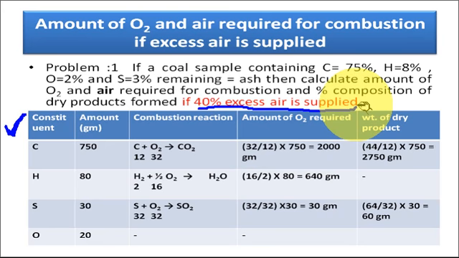The numerical is the same which we discussed in our previous class: the coal sample containing carbon 75%, hydrogen 8%, oxygen 2%, sulfur 3%, the remaining is ash. Then calculate the amount of oxygen and air required if 40% excess air is supplied, and calculate the percentage composition of dry products if 40% excess air is supplied. So how will we calculate these amounts?